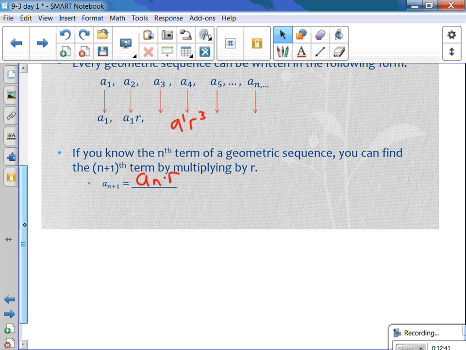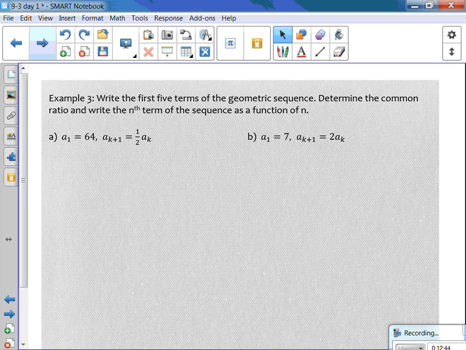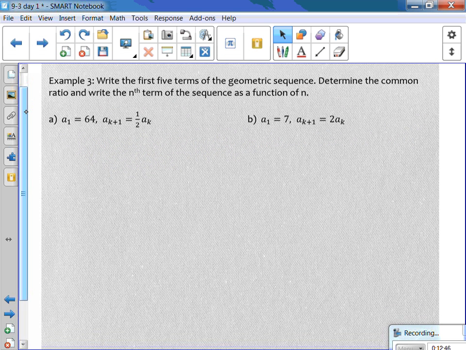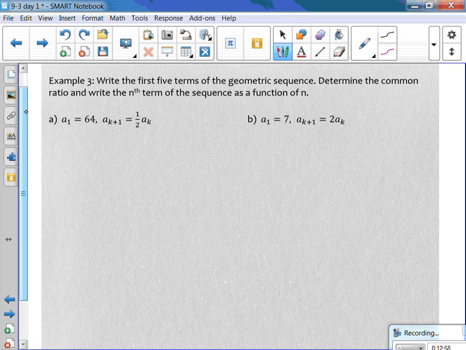So here we want to write the first 5 terms, determine the common ratio, and then write the nth term of the sequence as a function of n. Ashley? So how do I find a2? Here this is recursively defined, right, as far as I had to know a previous term. So for a2, okay, what about it? So for my a2, this tells me how to find it. I let k equal what? If I'm looking for a2, this says a sub k plus 1. So what does k need to be? 1. 1 plus 1 is 2, right?